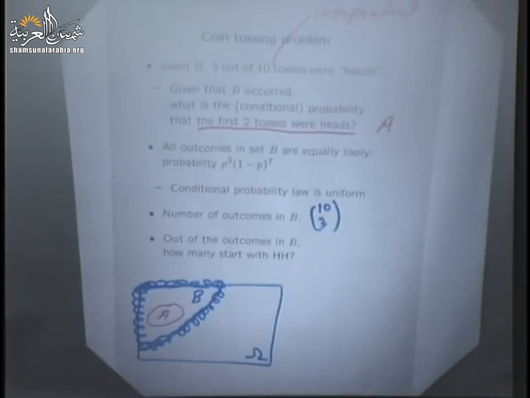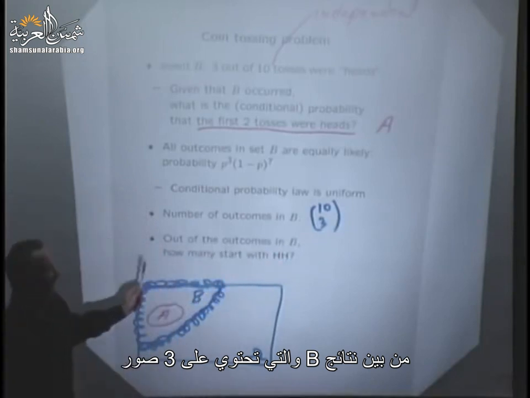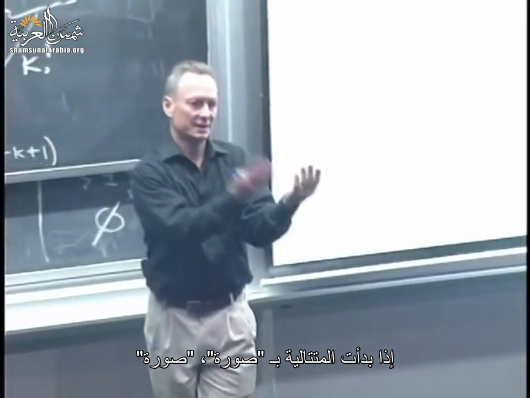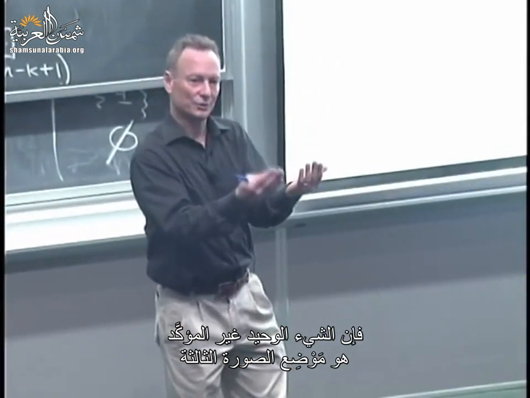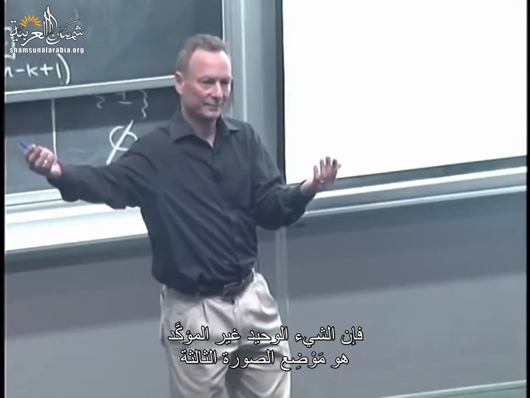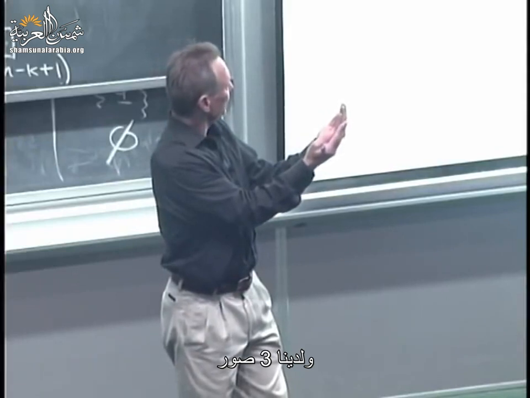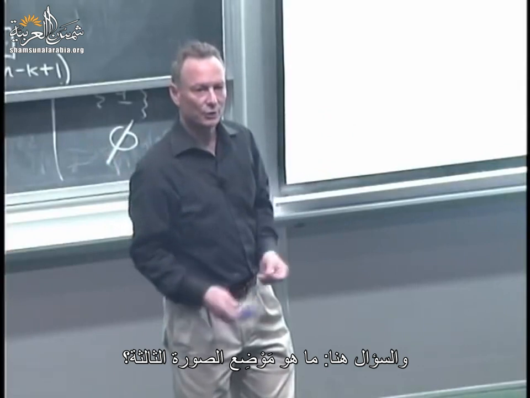If you're told that the first 2 were heads, out of the outcomes in B that have 3 heads, how many start with heads-heads? Well, if it starts with heads-heads, then the only uncertainty is the location of the 3rd head. So we started with heads-heads. We're going to have 3 heads. Question is, where is that 3rd head going to be?